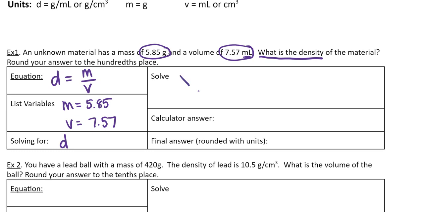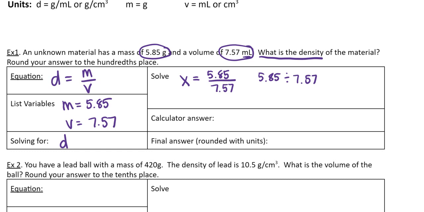So that means that piece is going to become x. And then I'm going to put the mass number here. Well, that looks a little bit like a 6. And then I'm going to put the volume number on the bottom. And this is really easy. All you do in your calculator is 5.85 divided by the bottom number, 7.57. So that's how we put that into the calculator. Take a minute and do that now.